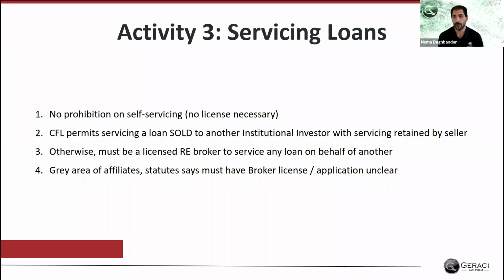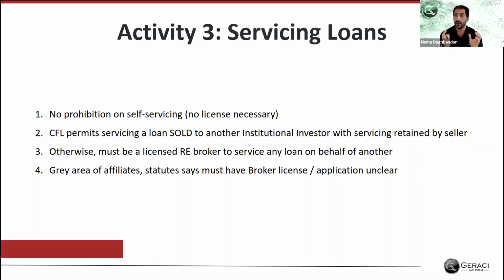So now we know the threshold question is: are you servicing the loan on behalf of a third party? The California finance lender's license has very limited servicing capacity. The only time in which you can service a loan for a different party is if you sold the loan to an institutional investor. We talked about that a few slides ago, about what is an institutional investor. So you're a California finance lender, you sold the loan to a bank, or you sold the loan to another CFL. You are permitted to continue to service that loan, retaining servicing rights for a loan sold to an institutional investor.